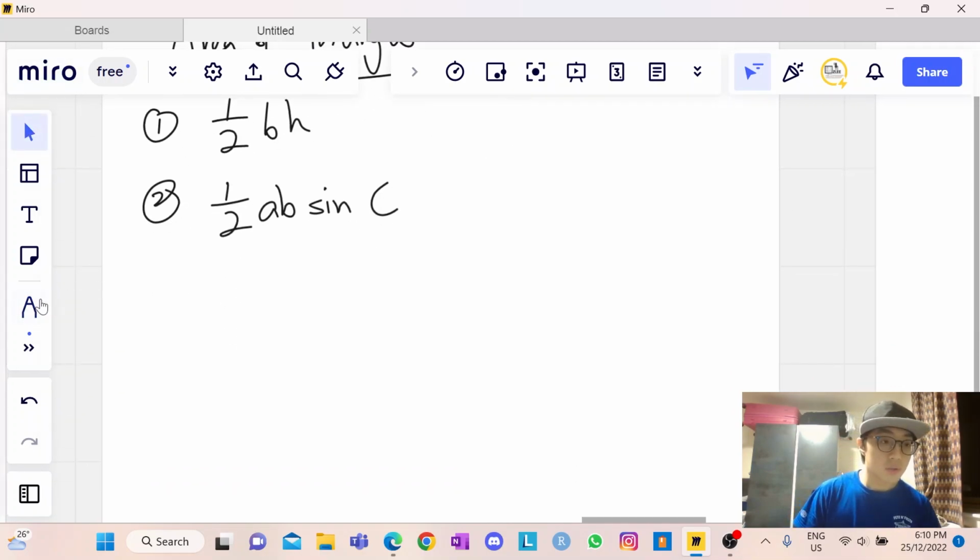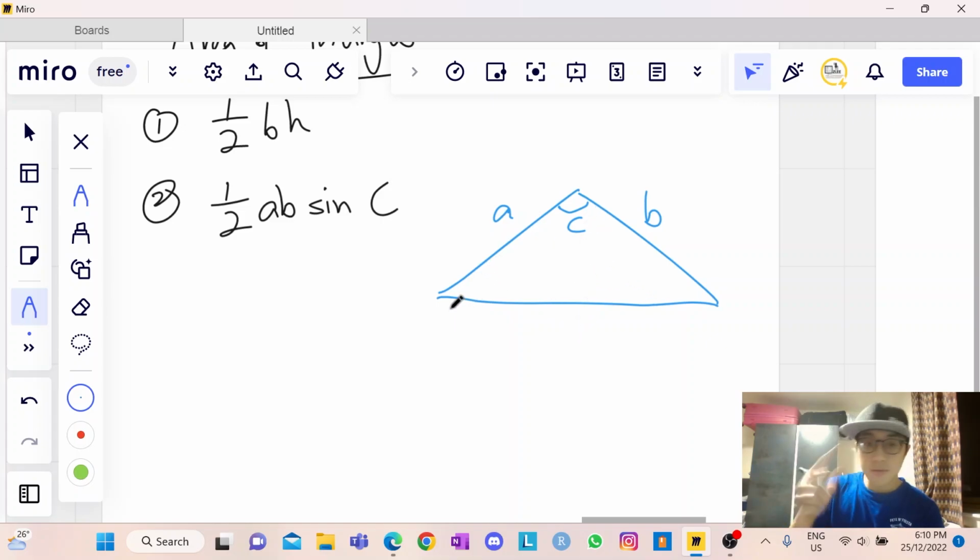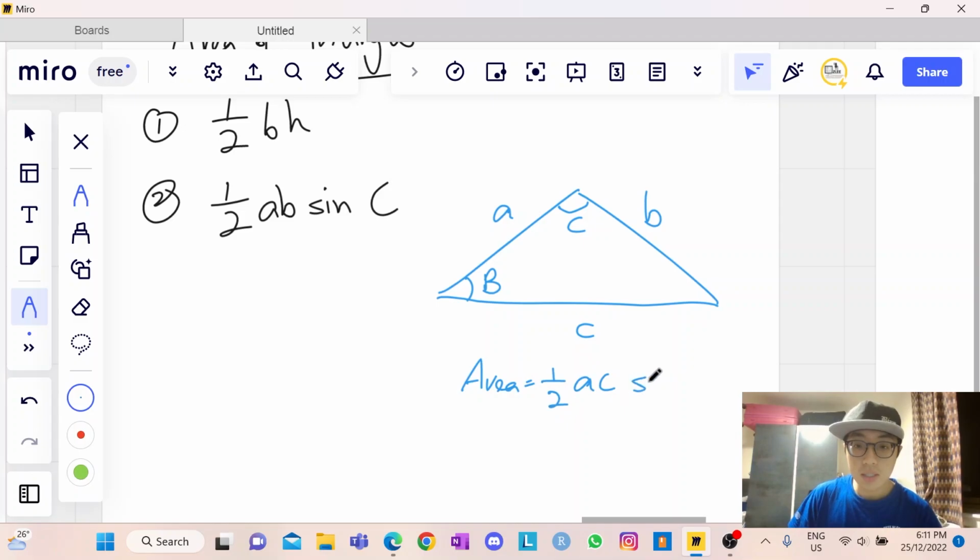Take the same triangle as the previous one. This is C and this is a and b. So you can calculate any value. If it's 1 over 2 ab sine C, or in this case, if you are given this little c right here, and this is big B, you can calculate the area is equal to 1 over 2 ac sine B. It yields the same.